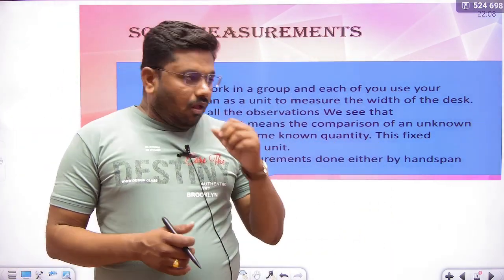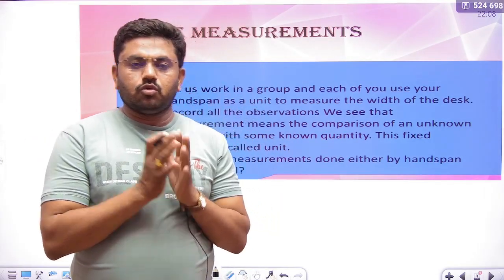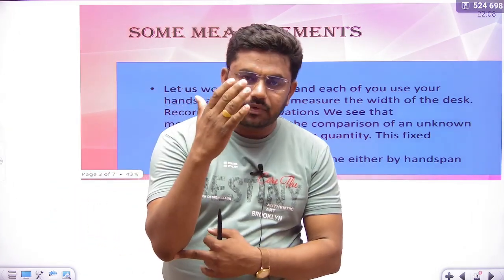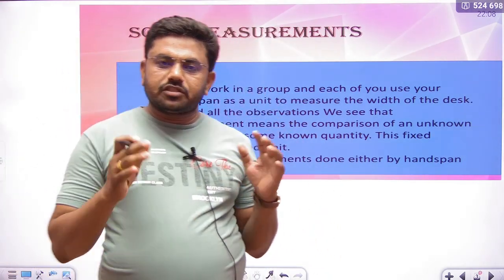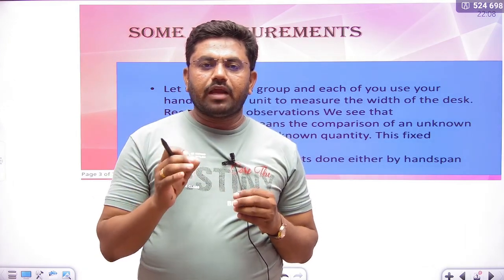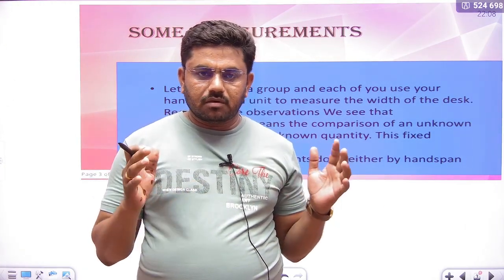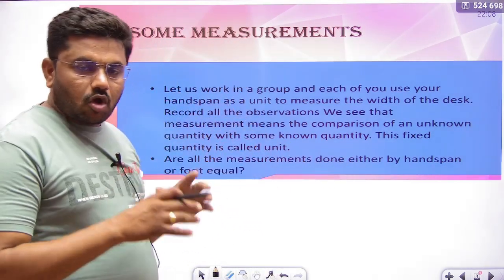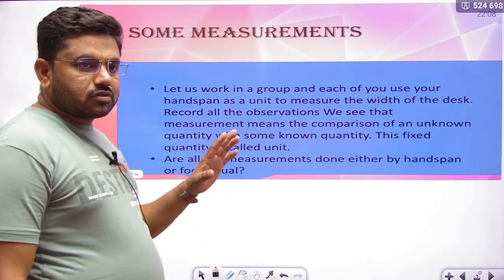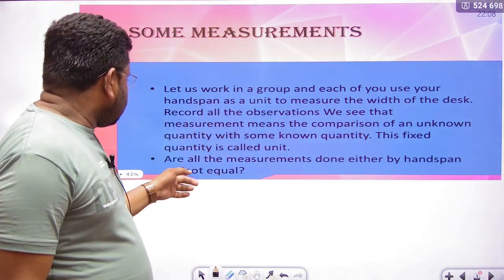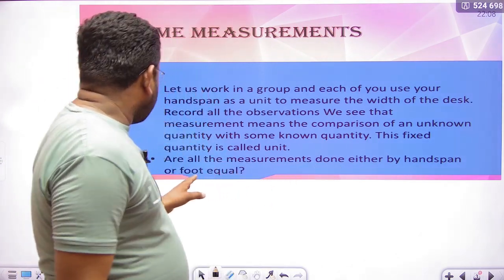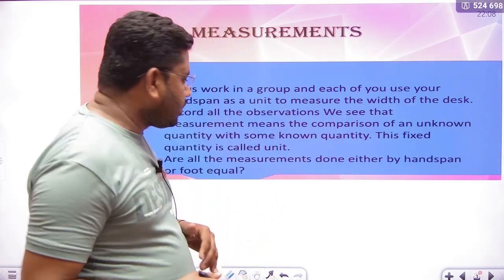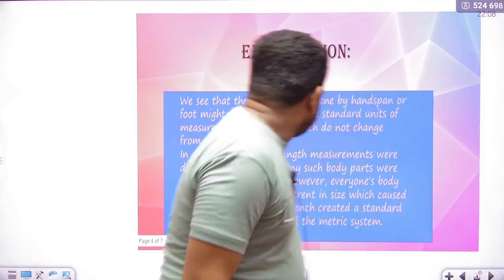So long ago they used the hand span and the hand, but there were changes because the hand size of different persons is different. We can understand that this unit was not used properly. Now, are all the measurements done by hand span or foot equal? No, because of the different size and length of their hands. So what did they do? See here the explanation.